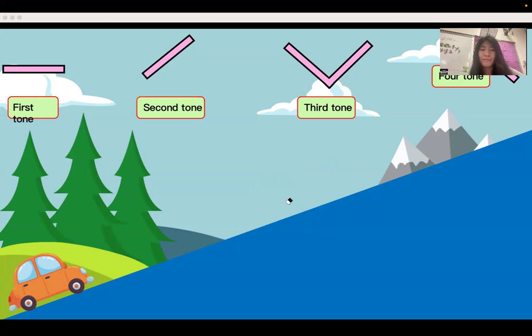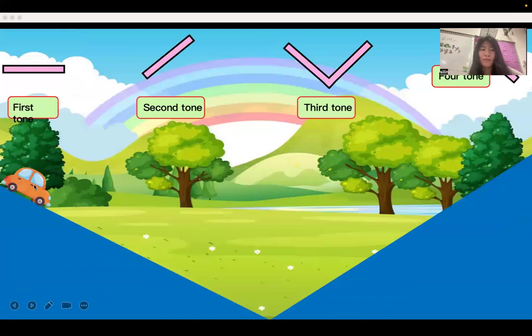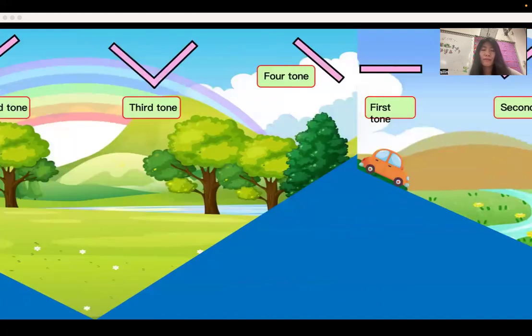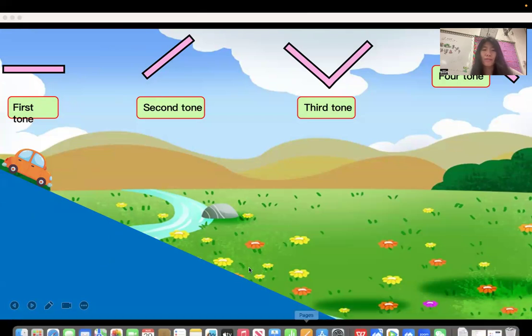Next one. How about this one? You're driving the car from here to there. Yes, third tone. Let's use A. You go from here down, then go there. Okay. Next one. How about this one? Which one will this be? Yeah, you're driving from the top to the bottom. That will be the last one, 4. Use letter A.